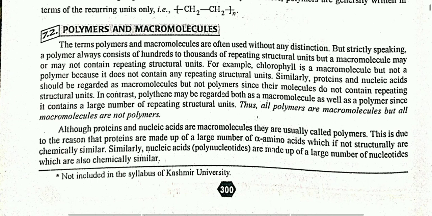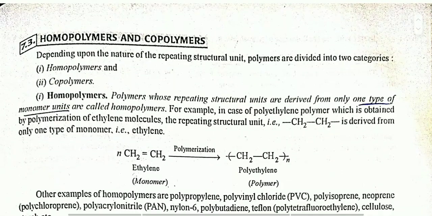Thus, all polymers are macromolecules, but all macromolecules are not polymers. Although proteins and nucleic acids are macromolecules, they are usually called polymers. This is due to the reason that proteins are made up of a large number of alpha amino acids, which are not structurally or chemically similar. Similarly, nucleic acids are made up of a large number of nucleotides, which are also chemically dissimilar.